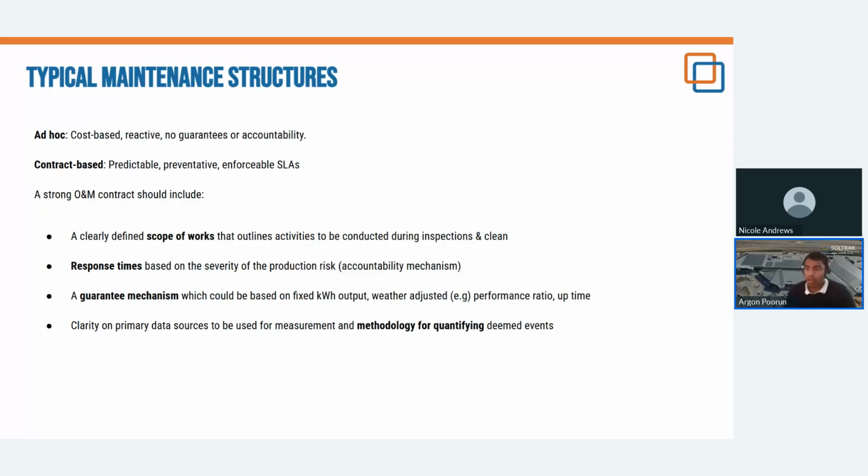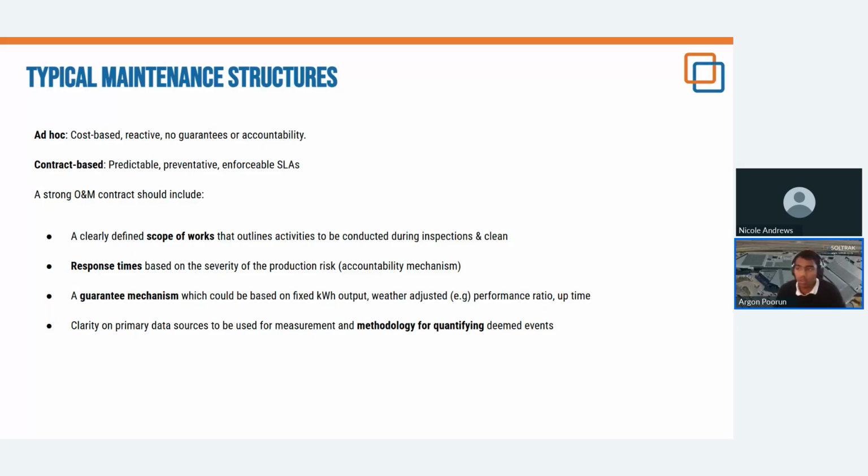Often underlying a contract-based structure would be the O&M contract, and in that contract, there are certain things that you should have to ensure that you're going to get a good O&M service. So the first thing is a clearly defined scope of works that outlines the activities to be conducted during the inspections and the cleans. Basically, you want to make sure that when people are going out to site, that they're actually checking everything they need to check, and that there is some record being kept that they have checked those items.